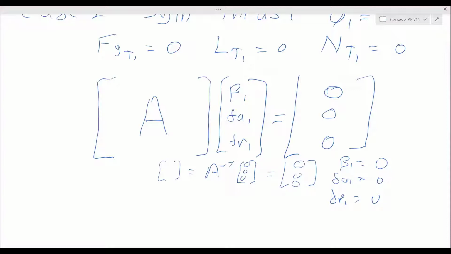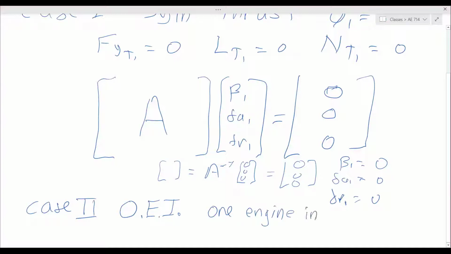So there are cases when the thrust is not symmetric, and that's what we were starting to talk about last time. So this is case 2. It's called the one engine inoperative. And then we'll do a pull up and a turn, but that's a different deal.